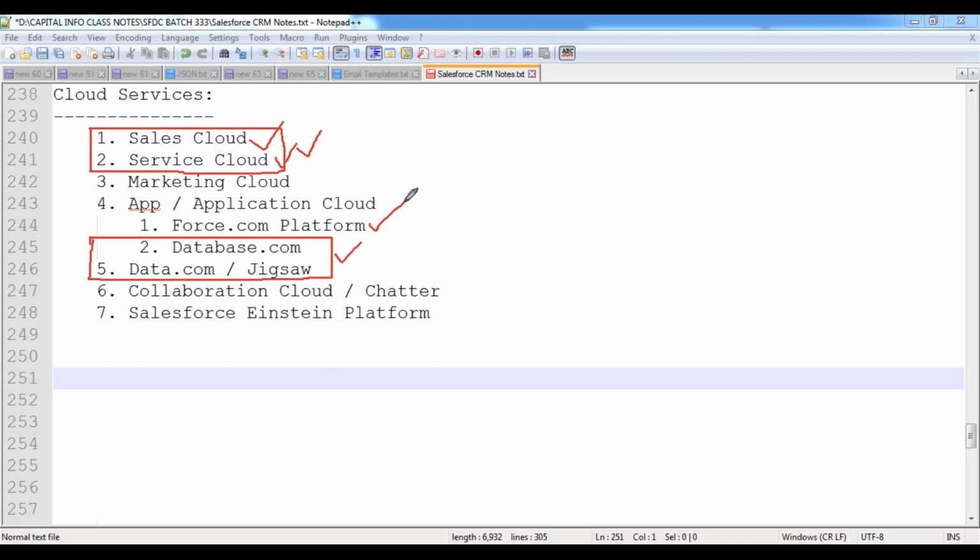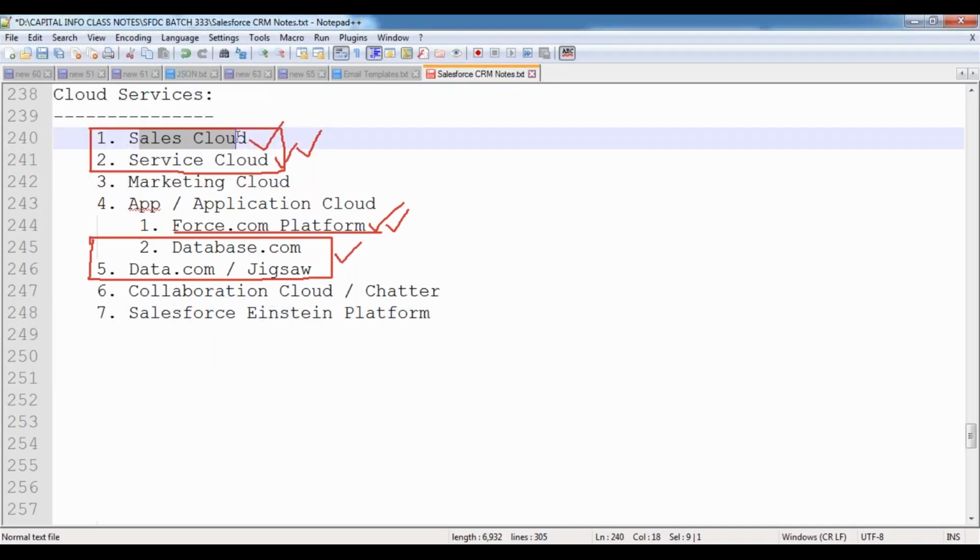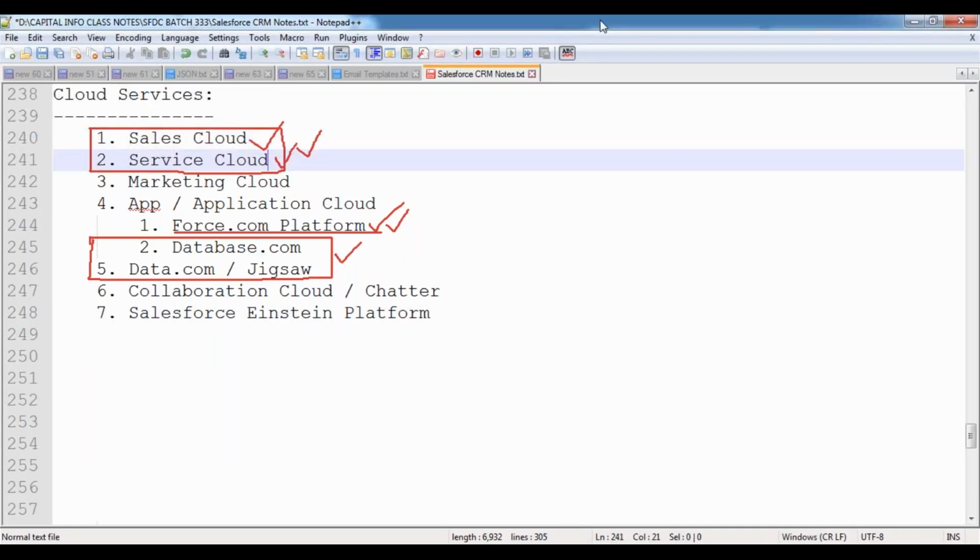Now, I think everybody is aware of the Force.com platform also. Already we have discussed it in our first session. You know Salesforce.com and Force.com also. Again, we'll see that part as well. These are the three common questions as part of the cloud services offered by Salesforce. Now, let me explain each and every cloud service one by one in detail.